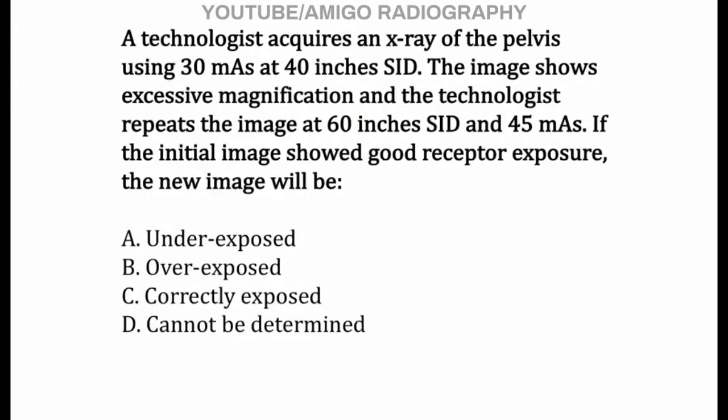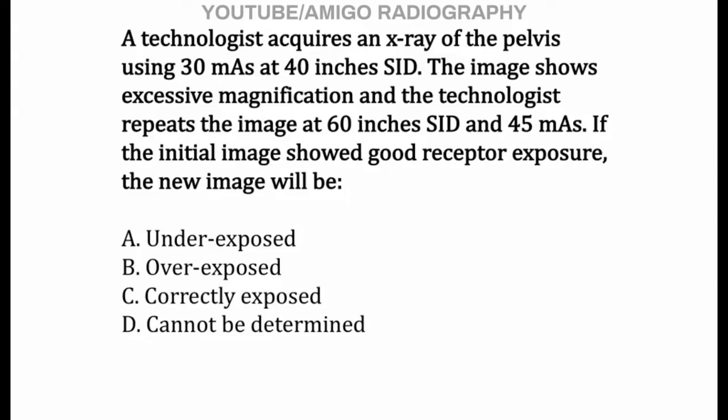Here's another sample problem. A technologist acquires an X-ray of the pelvis using 30 mAs at 40 inches SID. The image shows excessive magnification, and the technologist repeats the image at 60 inches SID and 45 mAs. If the initial image showed good receptor exposure, the new image will be which of these? Underexposed, overexposed, correctly exposed, or can we not even determine that?